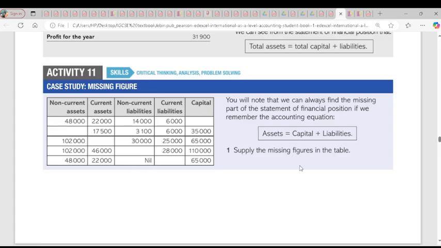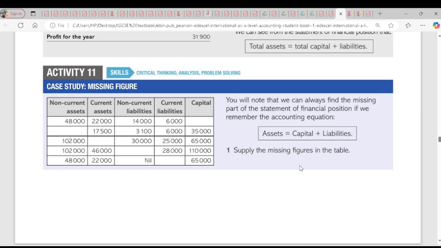Then we have non-current assets to be looked for, which is 35,000 plus 6,000 plus 33,100 minus 17,500, which is 26,600. The third one is the current assets, which is the total of liabilities and capital minus non-current assets. So we have 120,000, which is the total of assets or total liabilities and capital, minus non-current assets, which is 120,000 minus 102,000. That's 18,000.